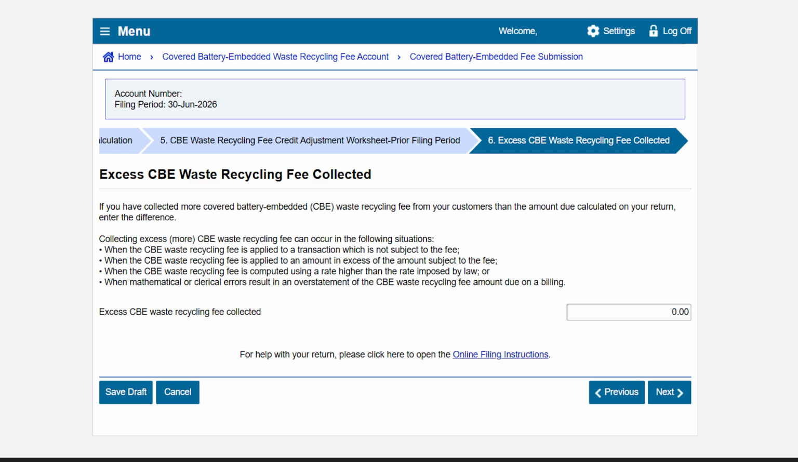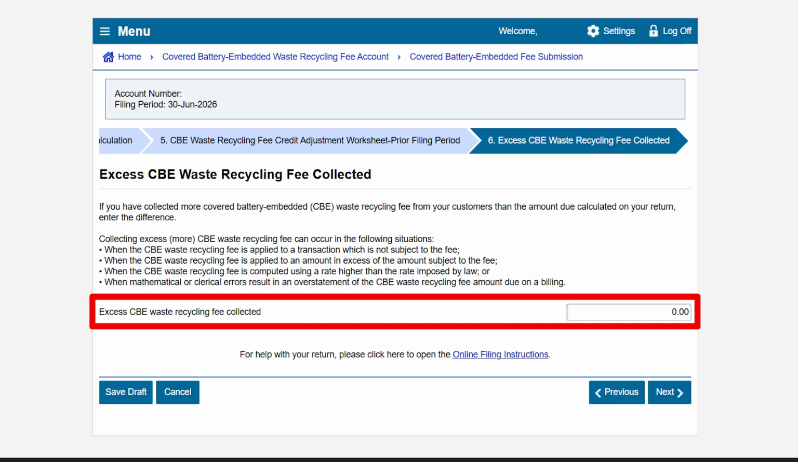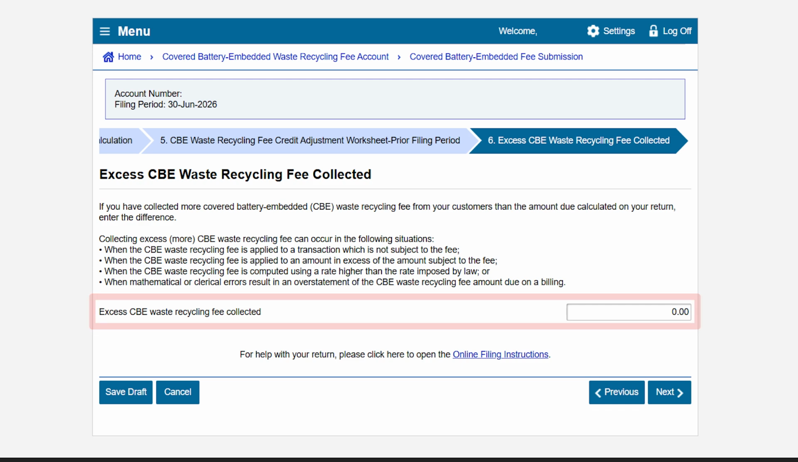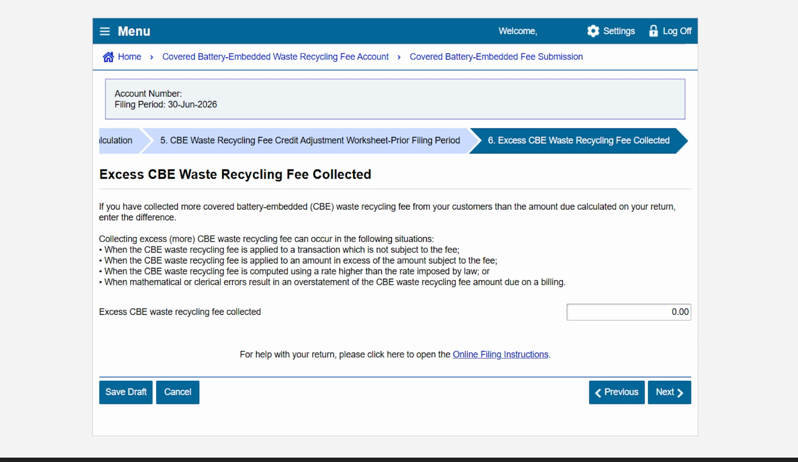After you complete the CBE Waste Recycling Fee Credit Adjustment Worksheet, you will arrive at the Excess CBE Waste Recycling Fee Collected page. Here you will be asked if you collected more fees than what is due. If you collected more fees than what is due, you will enter the amount of excess fee collected in the required field. In our example, we did not have any excess fees collected to report, and we'll leave it as 0. Then click Next to continue.